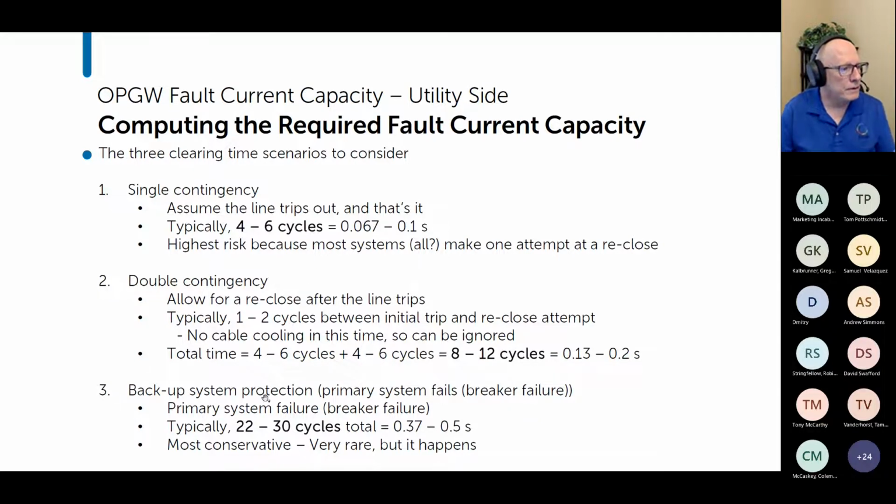The third contingency that we're going to look at is basically what happens if a breaker fails. In that situation, you get backup system protection, and that typically takes 22 to 30 cycles. Now, this becomes the most conservative, but like we talked about, single phase faults are uncommon, and three-phase faults are very rare. Single contingencies, when it happens, yes, that's definitely going to happen. Double is very likely. Backup system failure is rare, but again, it does happen.